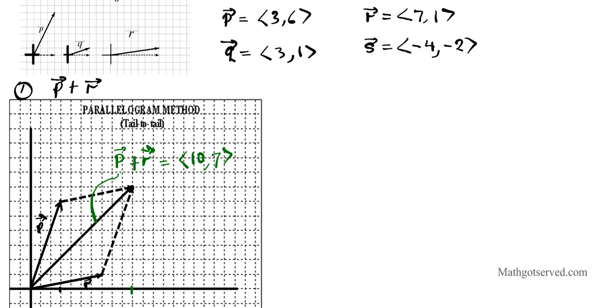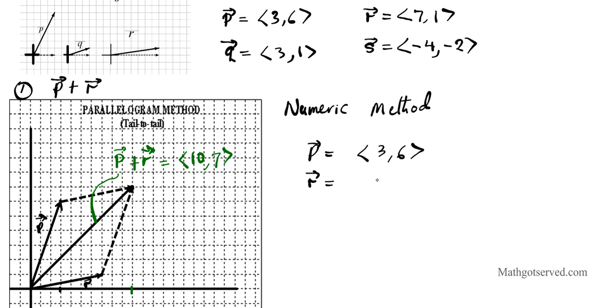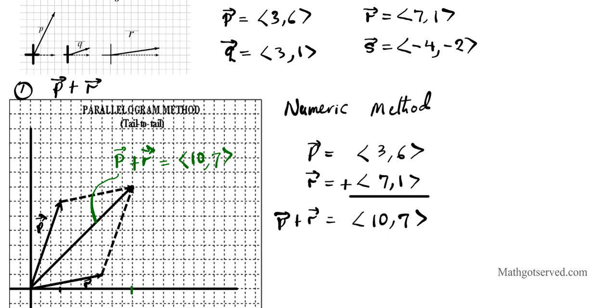Now let's verify the accuracy of our result numerically. So title this numeric method. We're going to find vector p plus r. We know vector p is 3, comma 6. And then vector r is 7, comma 1. So what do we get when we add these two vectors? Do we get this coordinate as our result? So let's go ahead and add these two vectors and see what our result is. Okay? So vector p plus vector r is basically 10, comma 7. So we see that our answer is in fact correct. Okay? All right.